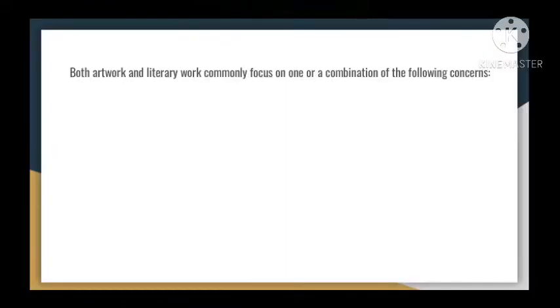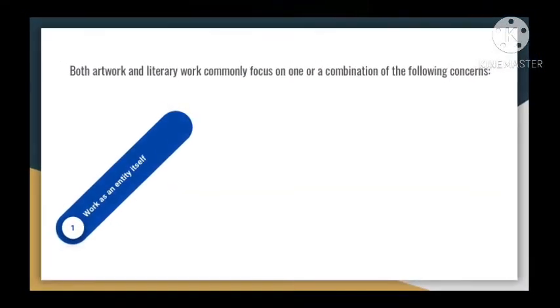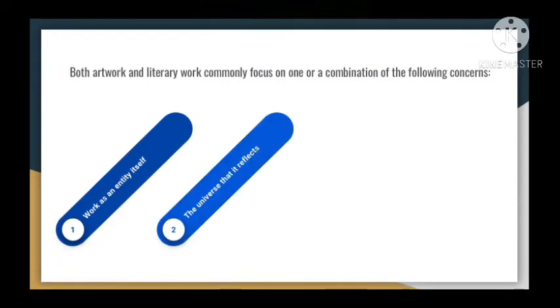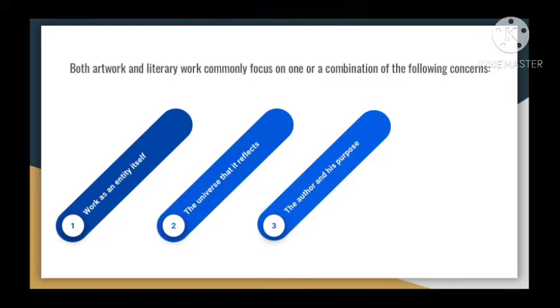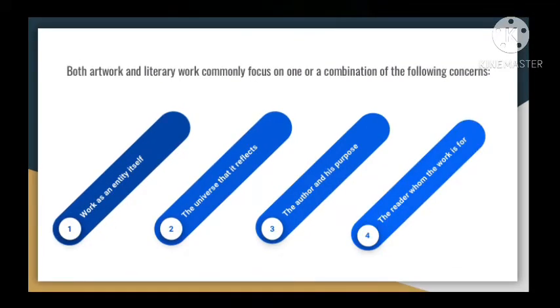Next is, accordingly, both artwork and literary work commonly focus on one or a combination of the following concerns. First is the work as an entity itself. So, is it in the form of poetry, a novel, or art? Next is the universe that it reflects. Does it reflect real life events, real life situations, real life characters? Number 3 is the author and his purpose. And last, the readers whom the work is for.